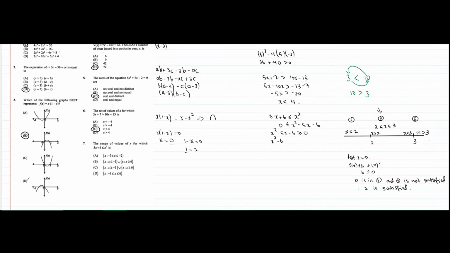x squared minus 6x plus x minus 6 is greater than or equal to 0. x into x minus 6 plus 1 into x minus 6 is greater than or equal to 0. x minus 6 into x plus 1 is greater than or equal to 0. x minus 6 is greater than or equal to 0, so x is greater than or equal to 6. And x plus 1 is greater than or equal to 0, and x is greater than or equal to 1.